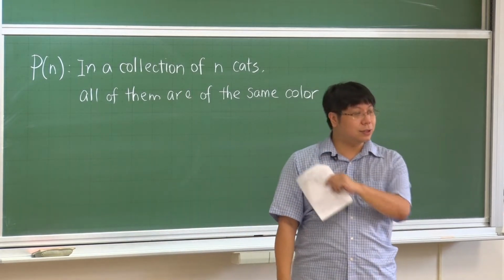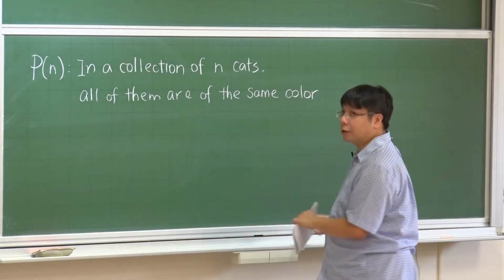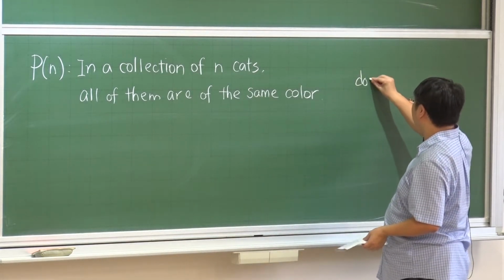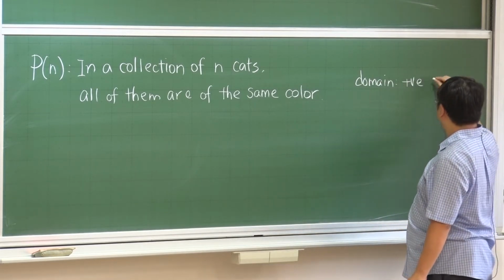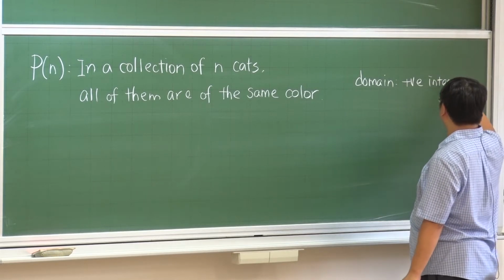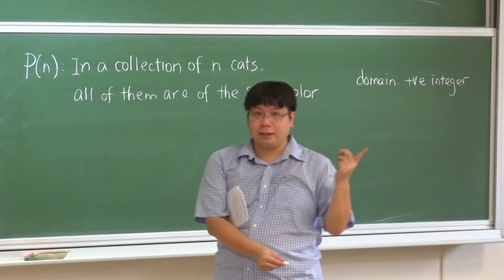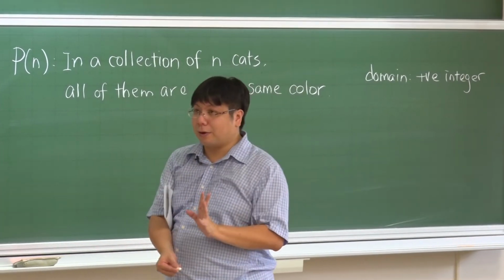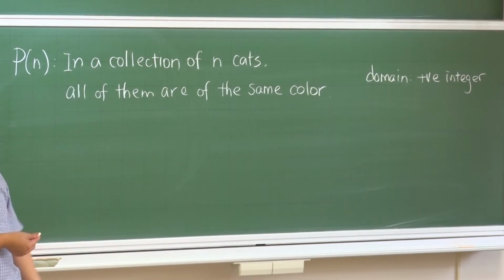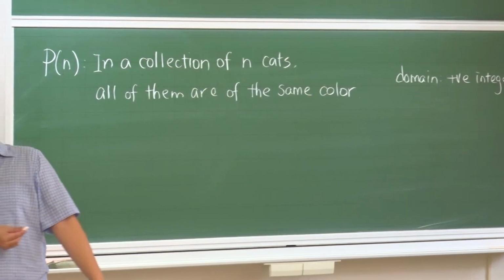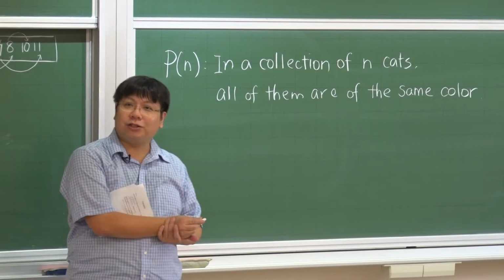Okay, so this is my proposition. What is the domain of this n? The domain is positive integers, so we consider n to be a positive integer. In a collection of one cat, of course it is correct because it has just one cat. So all of the cats are of the same color. But it is strange. In a collection of, let's say, five cats, all of them are of the same color. In general, this cannot be true.